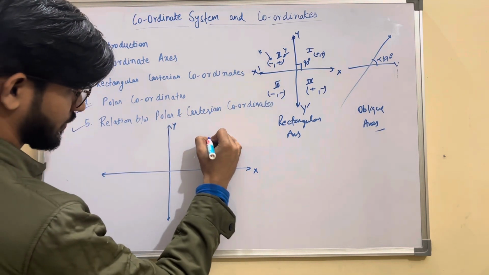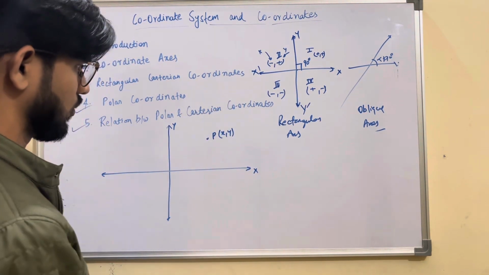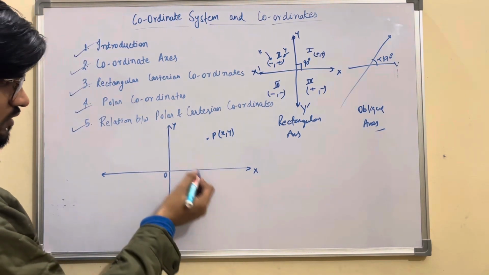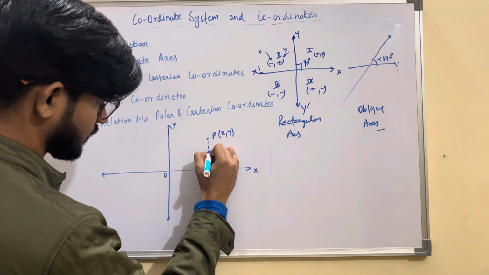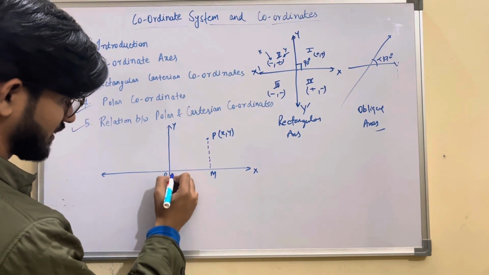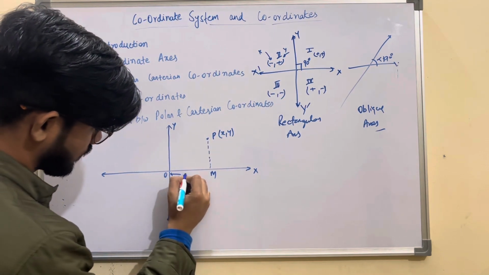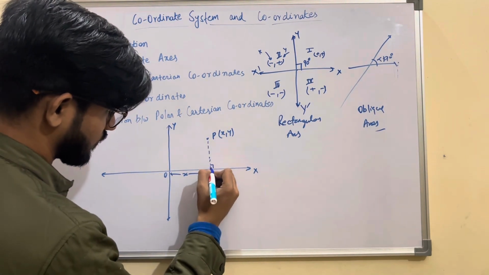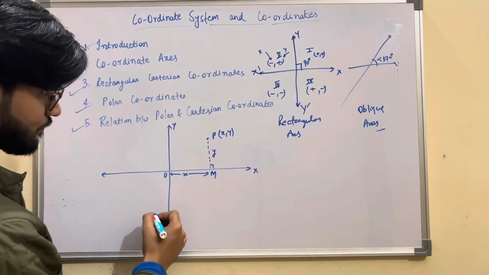Any point P is represented by an ordered pair x, y. The intersecting point of the coordinate axes is called the origin. Suppose this point is M, the perpendicular on the x-axis. Then this x is the perpendicular distance from the y-axis and this y is the perpendicular distance from the x-axis, x, y.